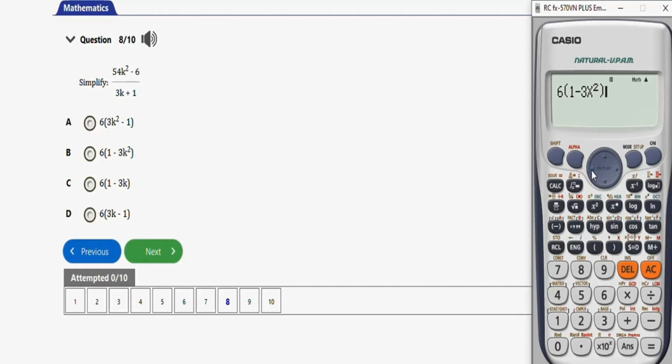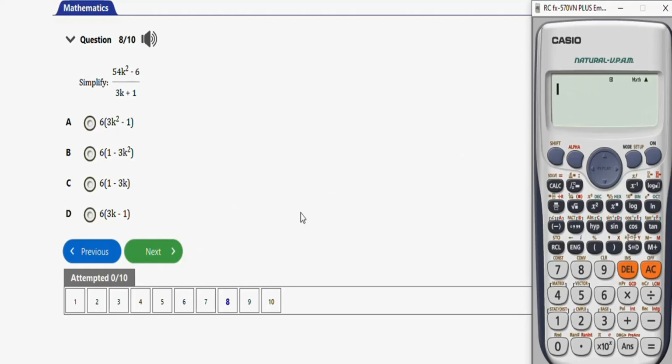So let's check option D, guys. It has to be option D. Let me show you. 3k minus 1. This has to give us that. It has to, definitely. Exactly. So the right option is option D. That's it for this question.